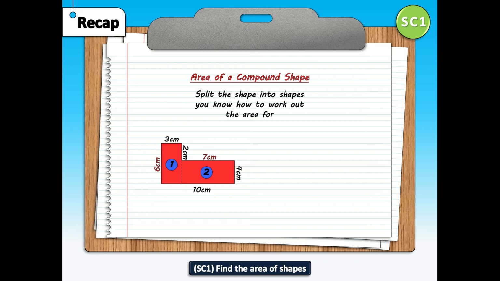And then I can find the area of each of these shapes. So I'll find the area of the first rectangle by doing 3 times 6, so that's 18 centimeters squared. And the second rectangle by doing 4 times 7, so that's 28 centimeters squared. So that means a total area of 46 centimeters squared.